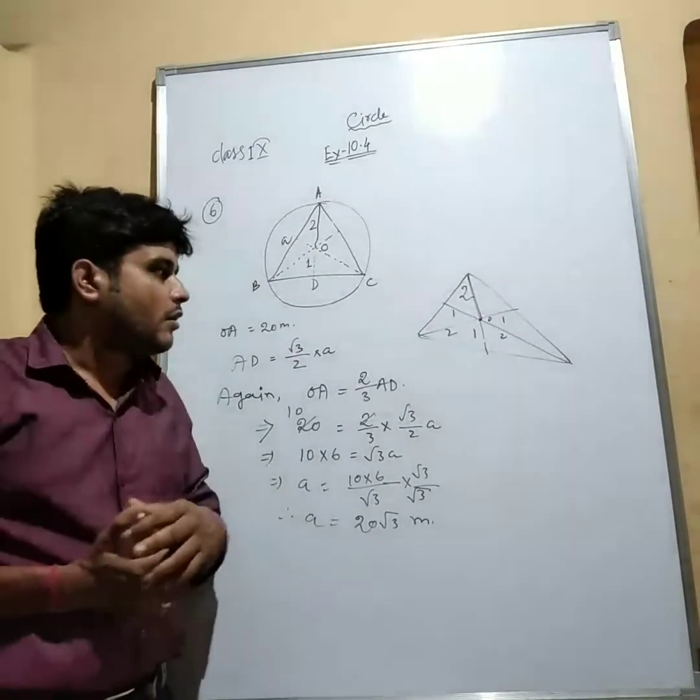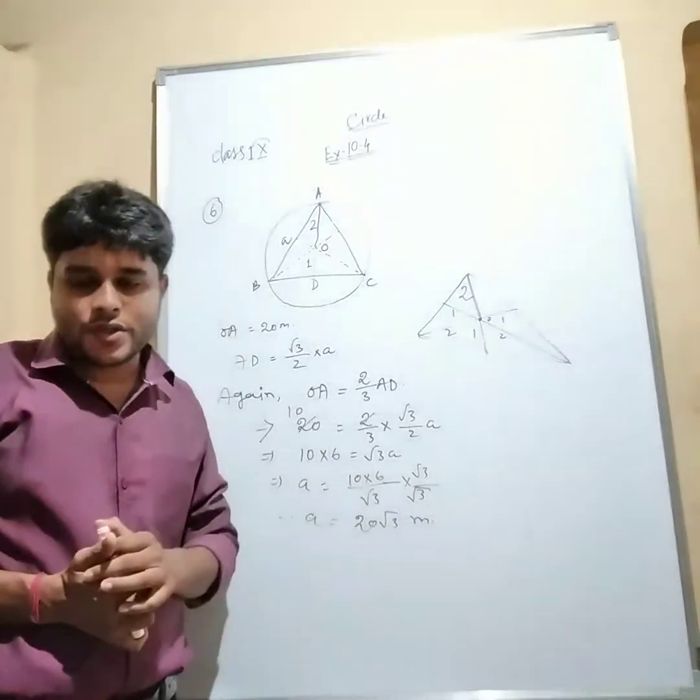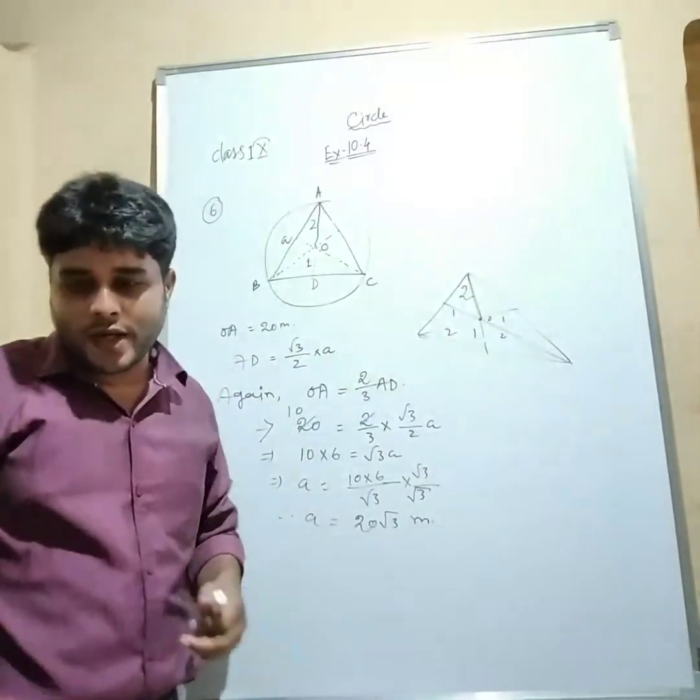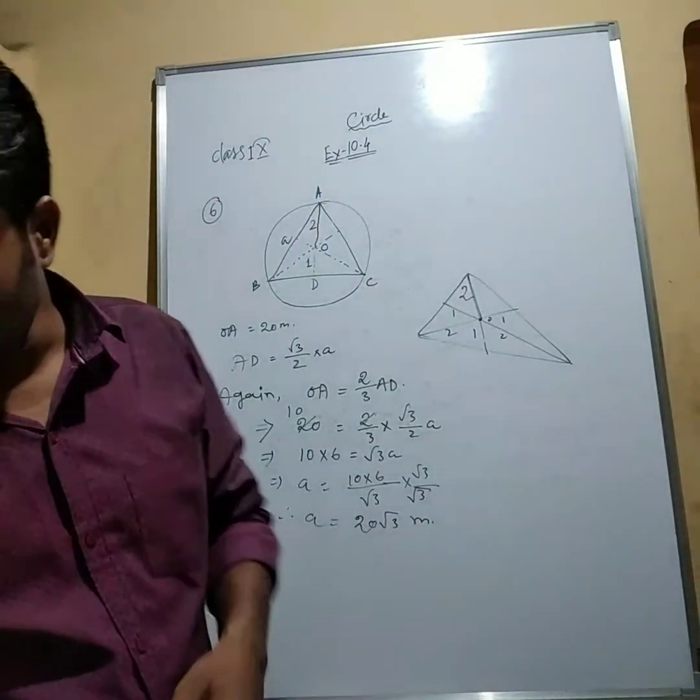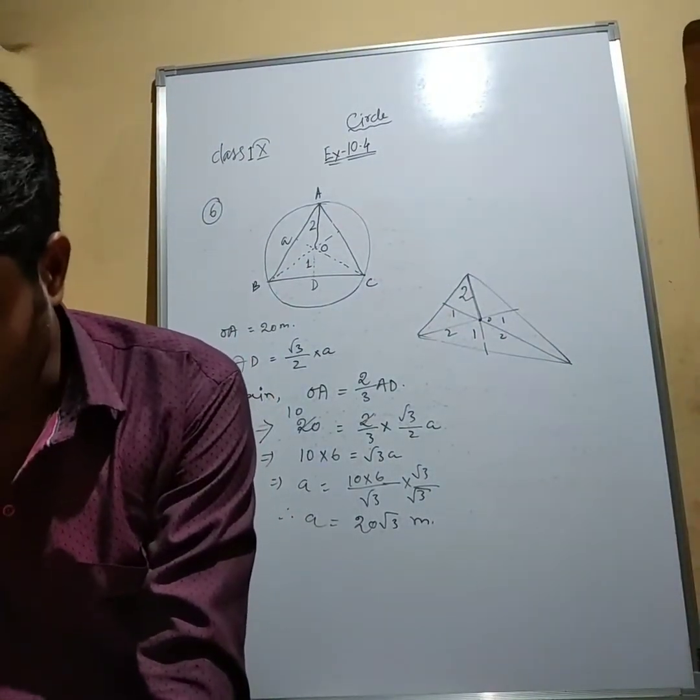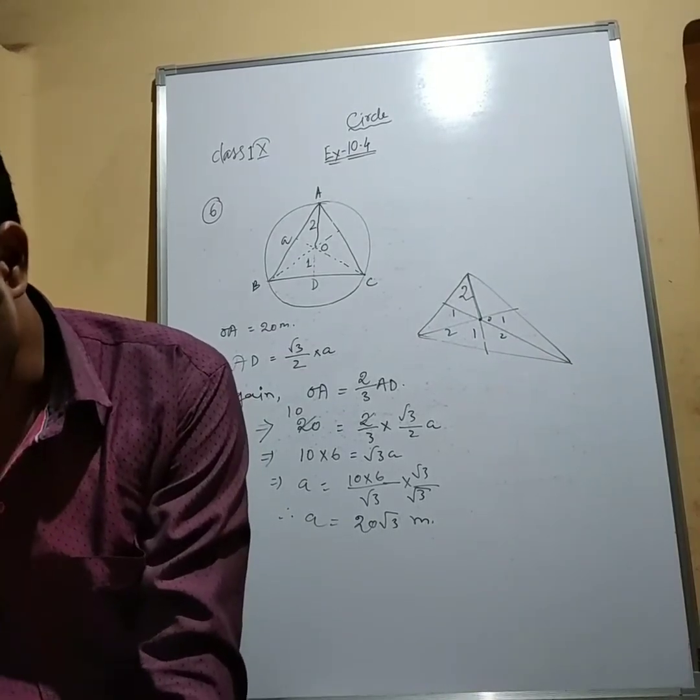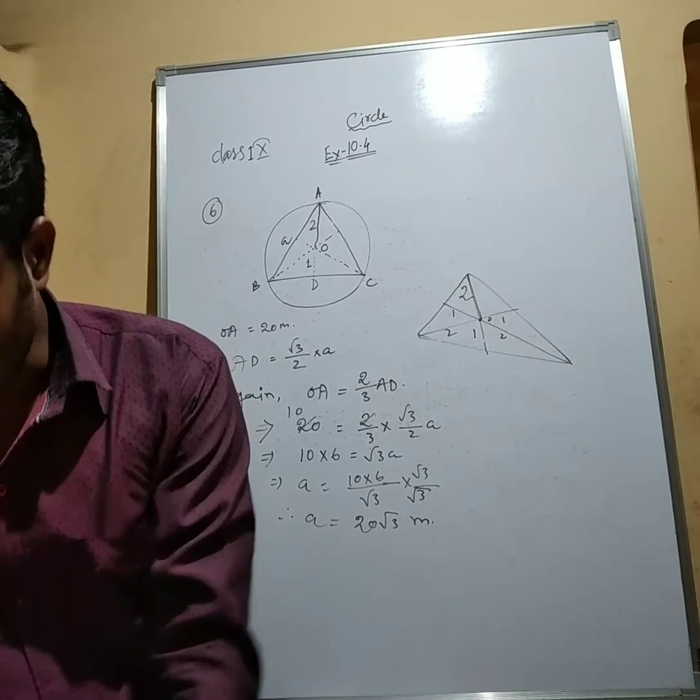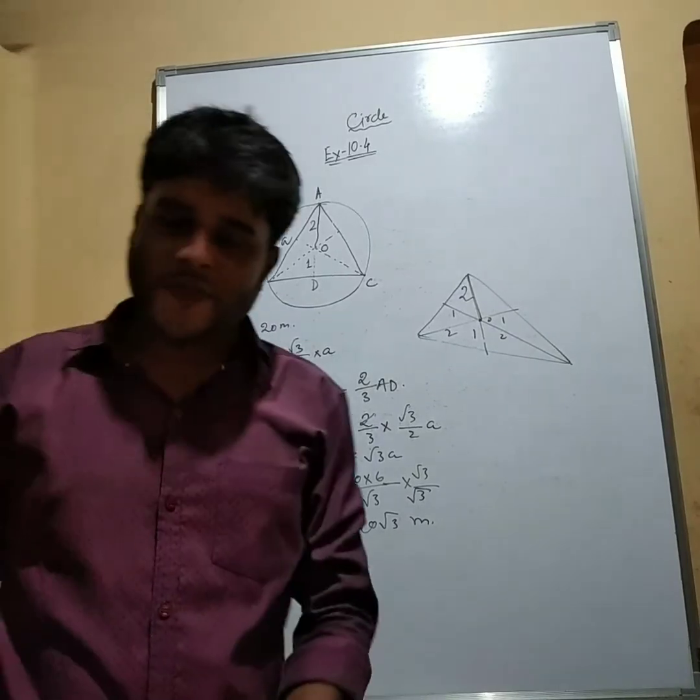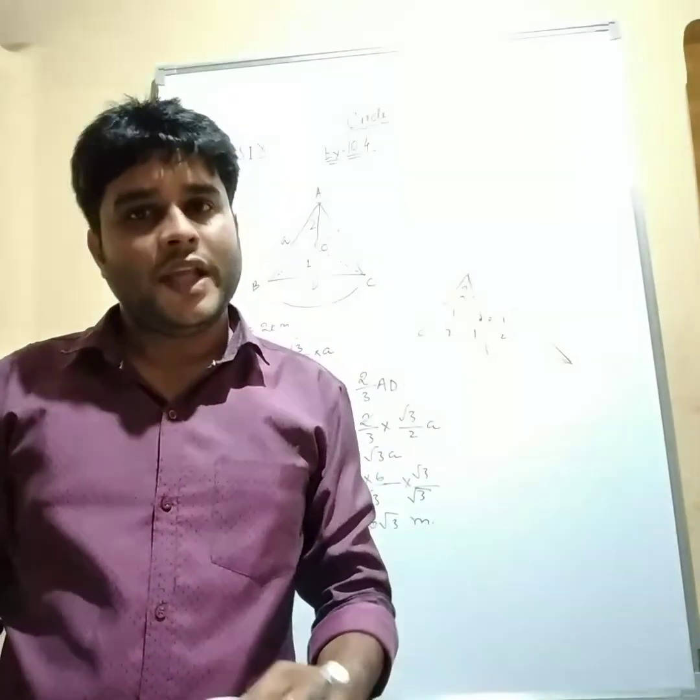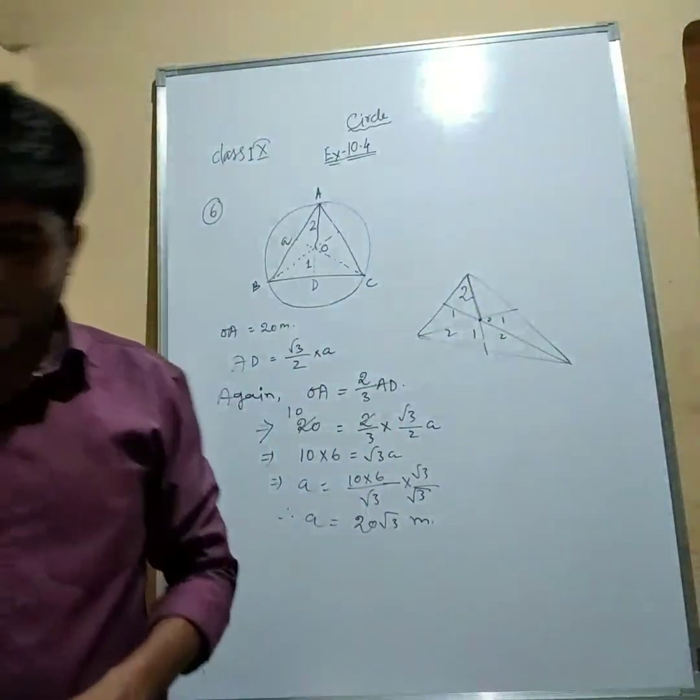Hope you understood this problem also. And today I am going to stop here. We are left only with one exercise, exercise number 10.5, where we will get some concepts about the circle and the cyclic quadrilateral. So next day I will start. Thanks for watching.